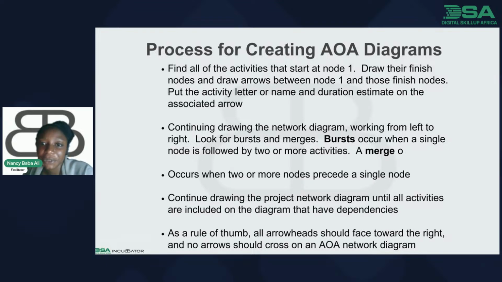So as a rule of thumb, all arrows should face forward, toward the right, and no arrows should cross on an AOA network diagram.